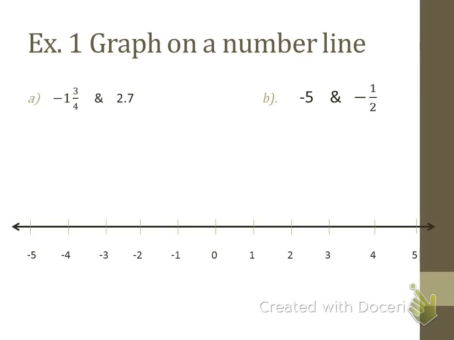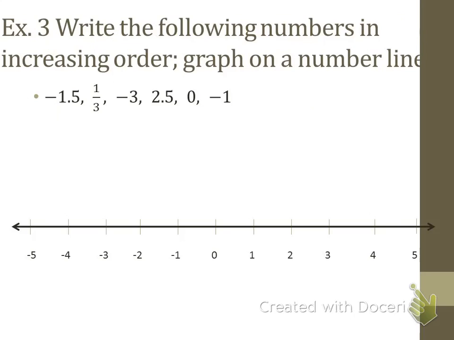Okay, so now, back to the beginning somehow. All right, here we go. Example 3. Write the following numbers in increasing order. Graph them on a number line. Well, if I graph them on a number line, it's going to be very easy for me to see these in increasing order because they will already be in increasing order. Remember, from left to right, increasing means from smallest to biggest. So if I graph them, they're already going to appear from smallest to biggest. So let's go ahead and do that.